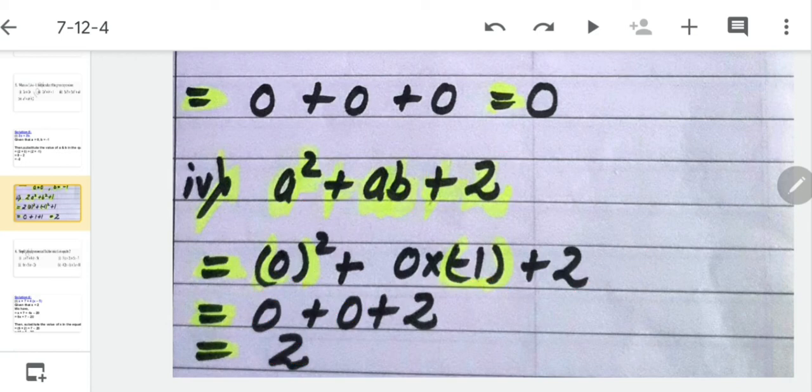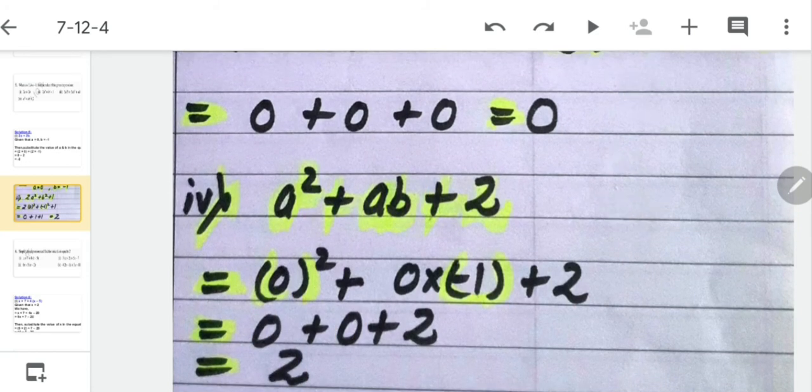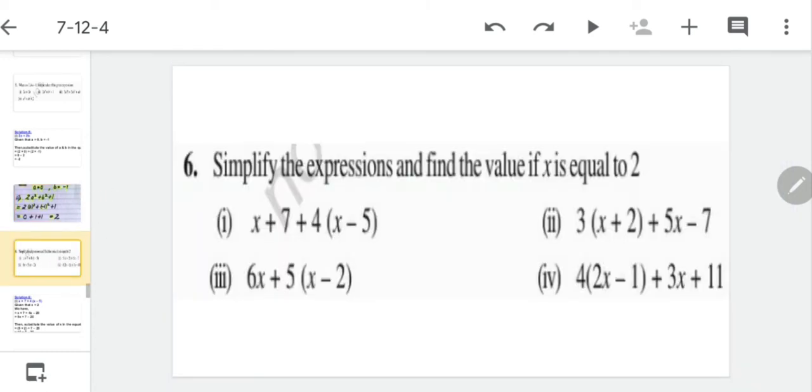Okay. So this is very easy as we have 0 as the value of a. So most of the terms themselves become 0 because they are multiplying with a, that is 0. Now let's move on to the next question.